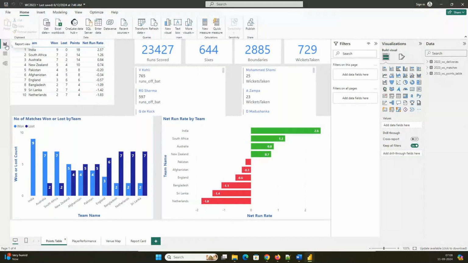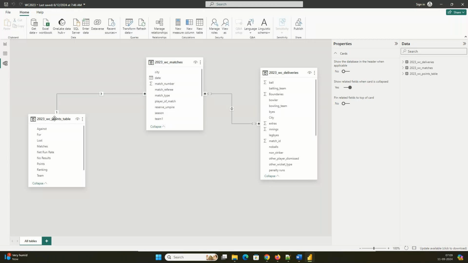In Power BI, we have three views: report view, table view, and model view. In model view, if you click on this, you are seeing I have connected to three different tables here. One is points table, one is matches table, one is deliveries table. And if you see, I have made joins here, one to other table, it is one to many join.